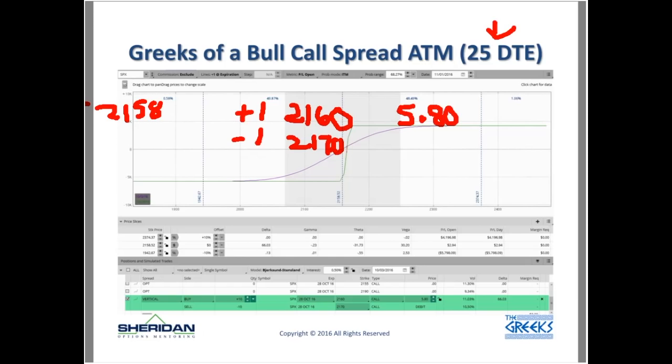If I pay $580 for this bull call spread, what's my risk? $420. The width of the spread is 10.